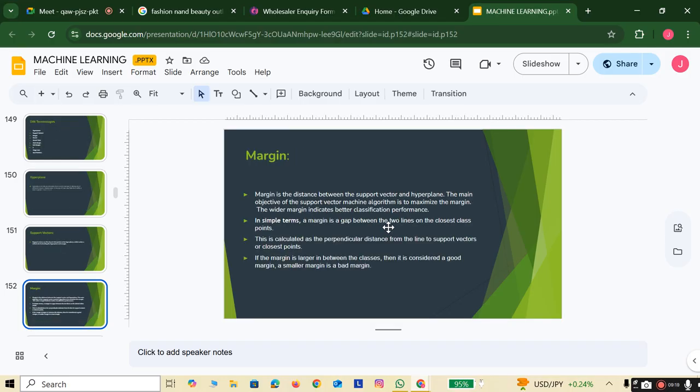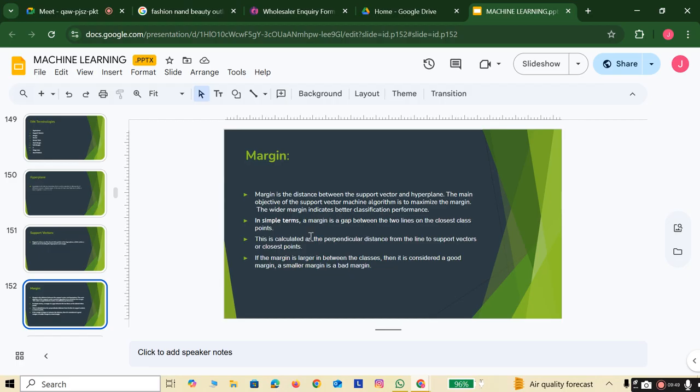Then you have the margin. The margin between the support vector and hyperplane is the distance between the middle of the space that was left in a class and the first locker row. So it's the distance between the support vector and hyperplane. It is the distance between the data point that was used to decide that it belongs to this class, and the line that separates the two classes.